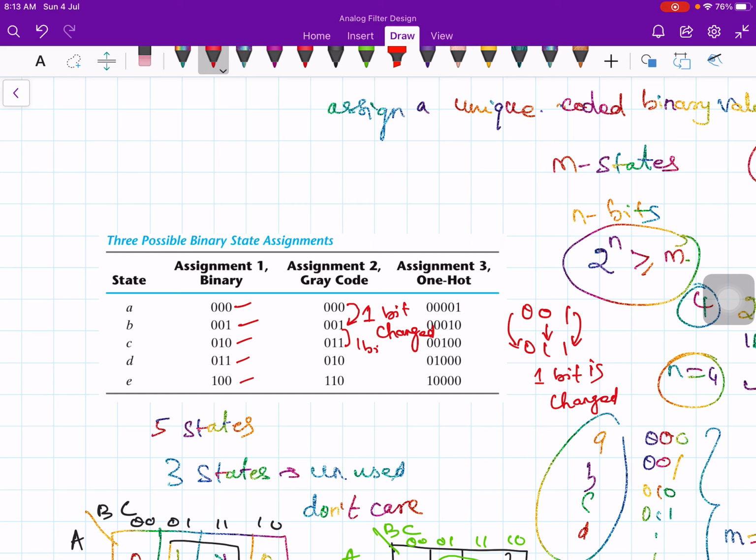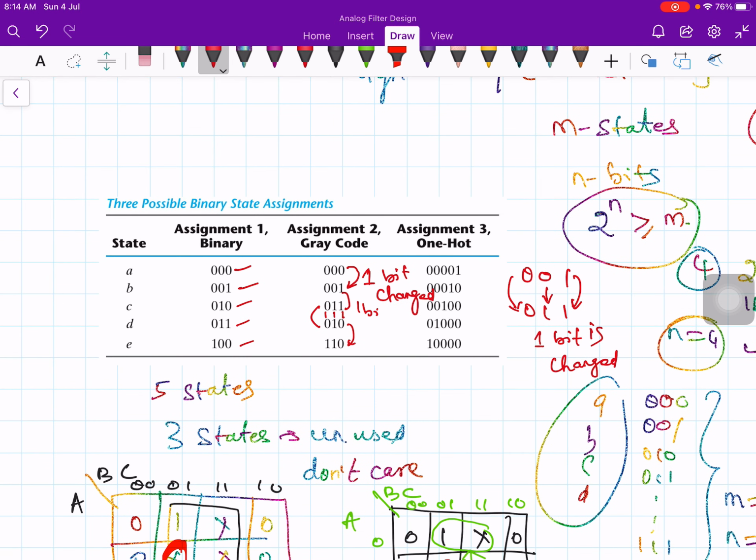Similarly, from the third row to the fourth row, again one bit is changed. 0 to 0 no change, 1 to 1 no change, 1 to 0 yes, there is a single change. Again, from the fourth row to the fifth row, only one bit is changed. So that is the beauty of your gray code. Going from one number to the next, only one bit in the code group changes.